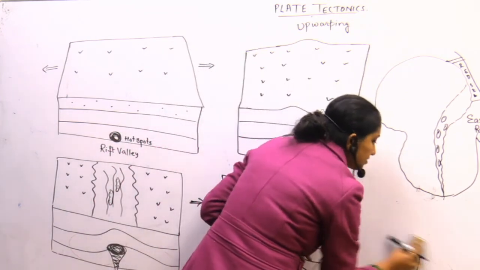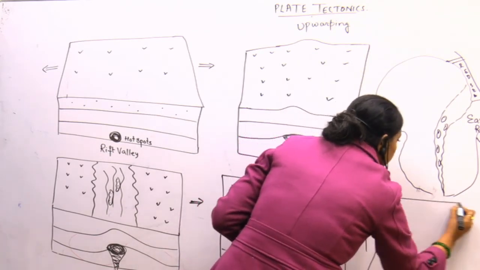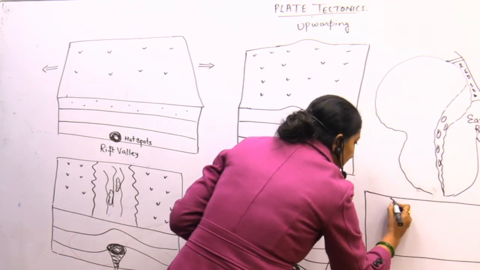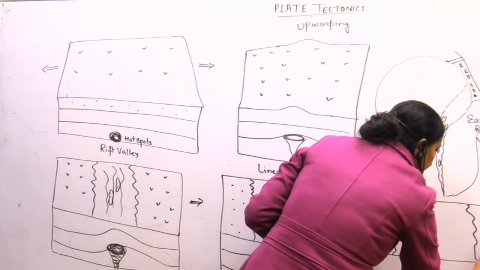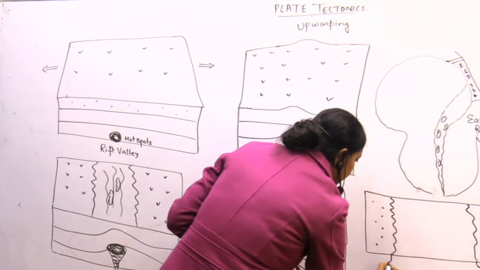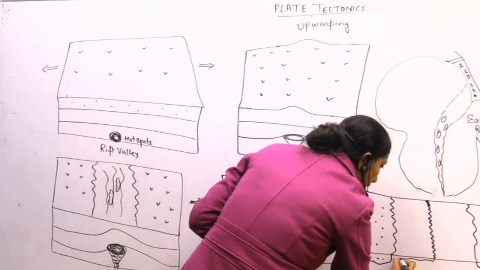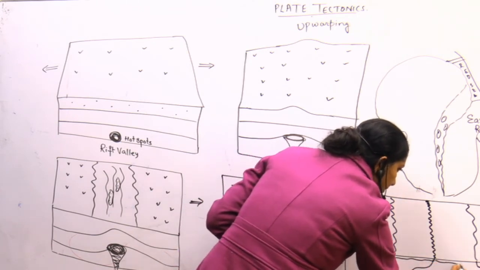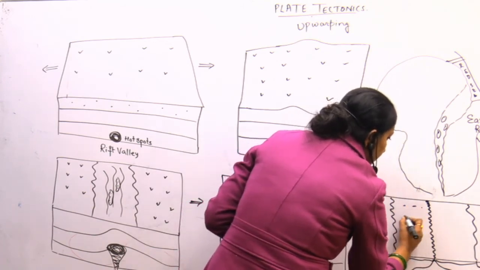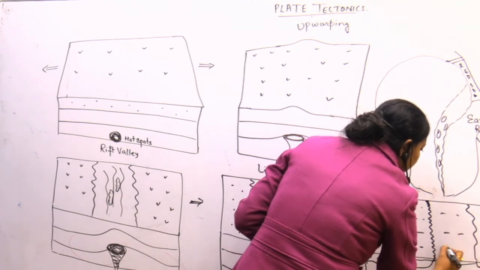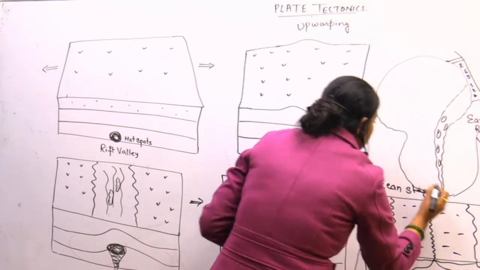So if this process continues further, what is the next stage? The ocean stage will be formed. So here is how an ocean will be formed. This is the continent part, this is the continent part, right? So here in between, a new ocean basin is formed. This thing will happen. So this is what we call the ocean stage. Ocean stage. This is the linear sea stage.